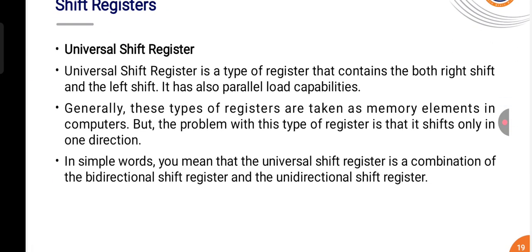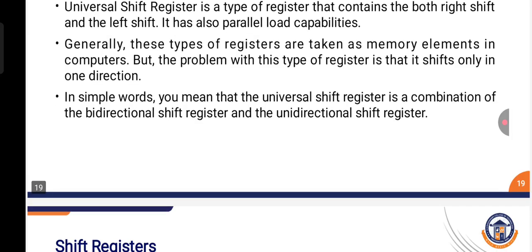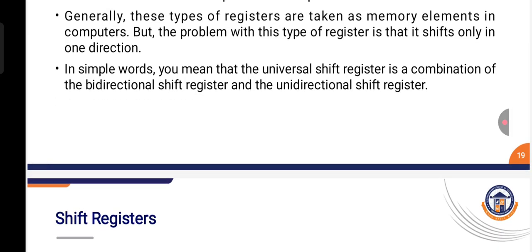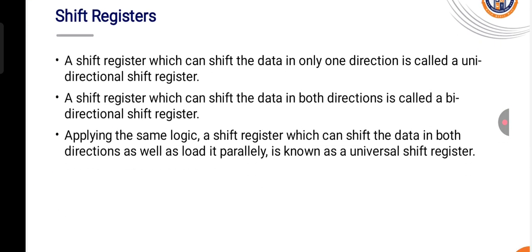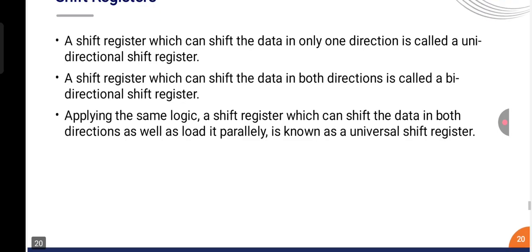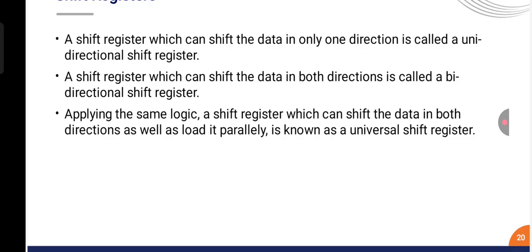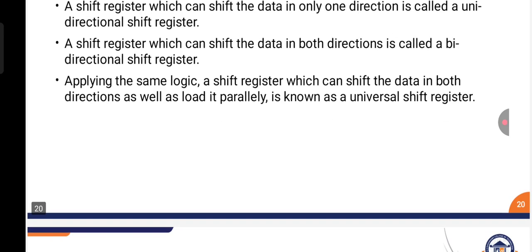Universal shift register. A universal shift register is a type of register that contains both right shift and left shift. It also has parallel load capabilities. Generally this type of register is taken as a memory element in computers, but the problem with this type of register is that it shifts only in one direction. A shift register which can shift the data in only one direction is called a unidirectional shift register. A shift register which can shift the data in both directions is called a bidirectional shift register.